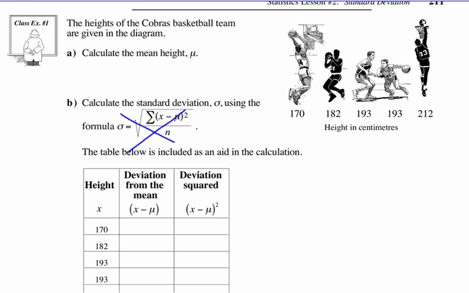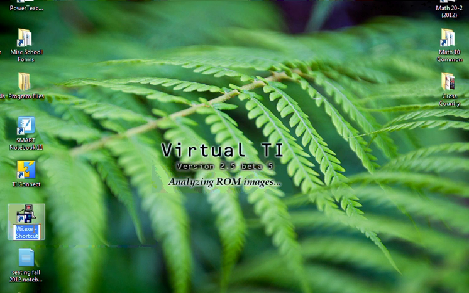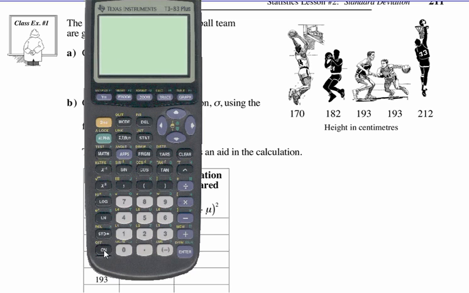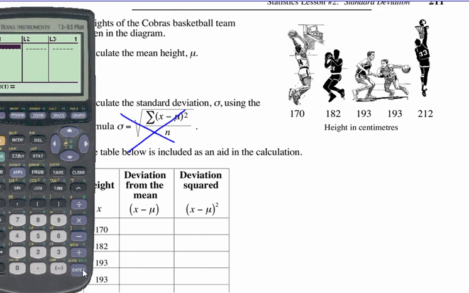So with your calculator, I better get mine out. There we go. You're going to press stat and edit, and we're going to put in our data. So in L1: 170, 182, these are heights of basketball players, 193, 193, and 212. From there we're going to go to stat again because that's our home base, and go over to CALC to calculate one variable statistics, so number 1, and then just enter. We don't have to put L1 because there's only one list.